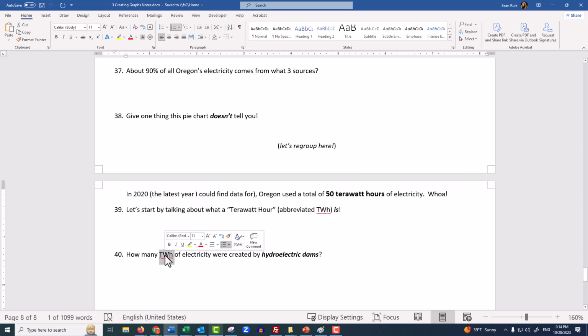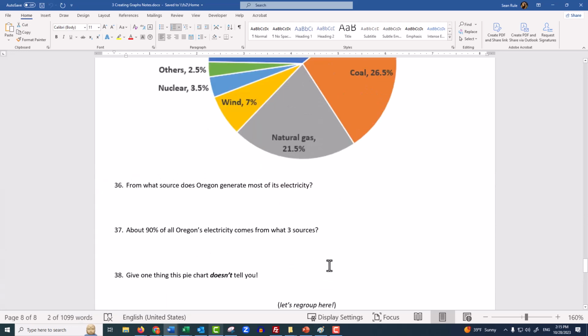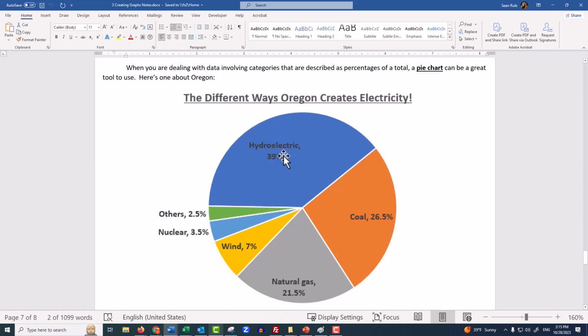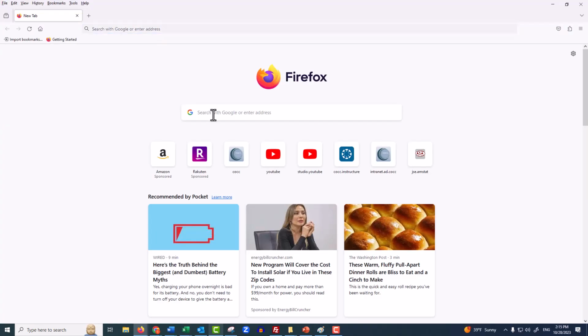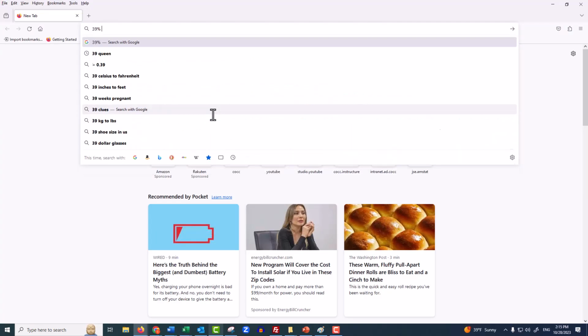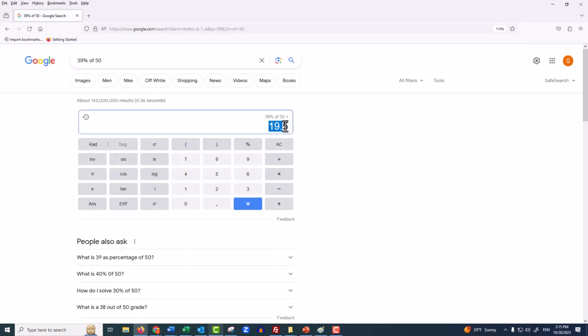How many terawatt hours were created by hydroelectric dams? Well, again, we know that 39% of it was created. So all we have to do is figure out what is 39% of 50. And that is 19.5 terawatt hours.